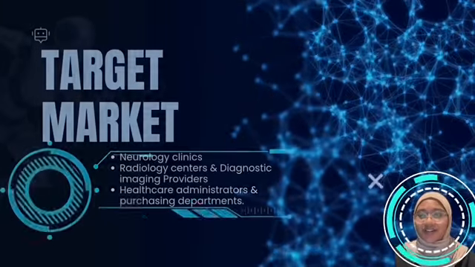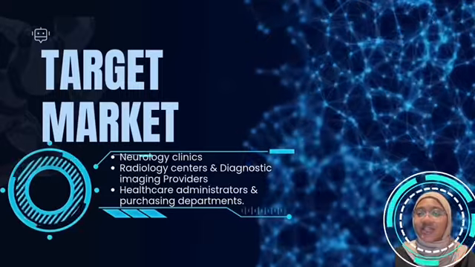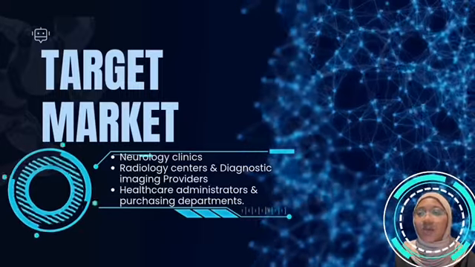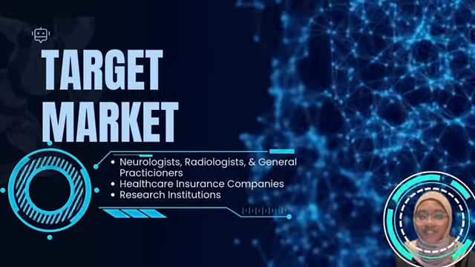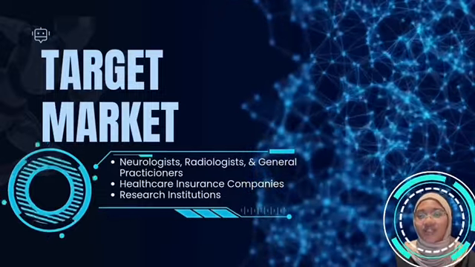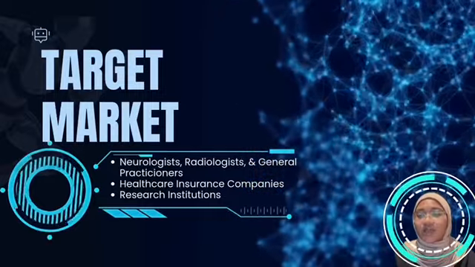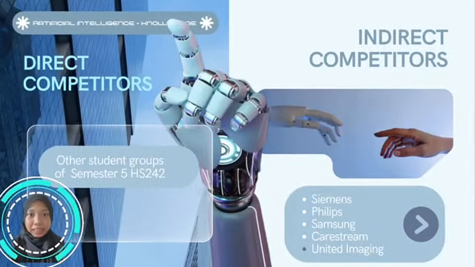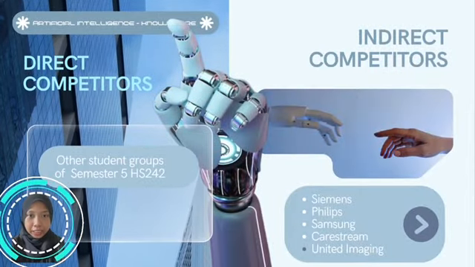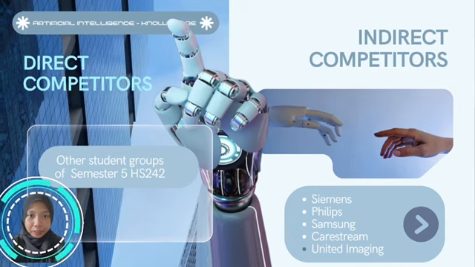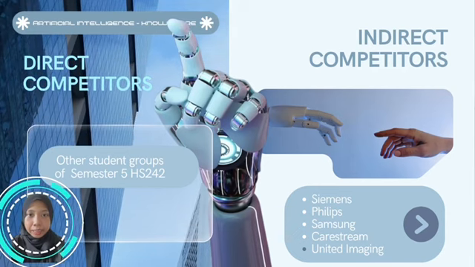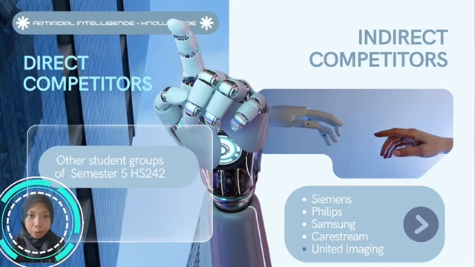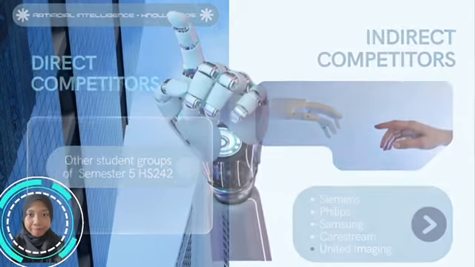Our primary target is neurology clinics, radiology centers and diagnostic imaging providers, and also healthcare administrators. Our secondary target is neurologists, radiologists and general practitioners, healthcare insurance companies, and also research institutions. Our direct competitors are the other groups of the semester 5 HS242. Meanwhile, the indirect competitors are other companies such as Siemens, Philips, K-Stream, Samsung, and even United Imaging.